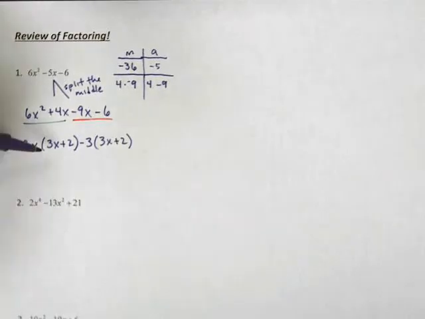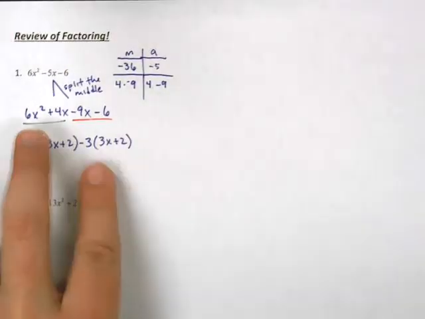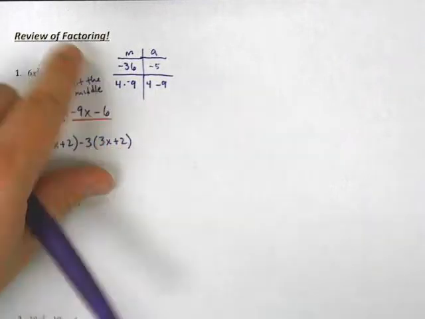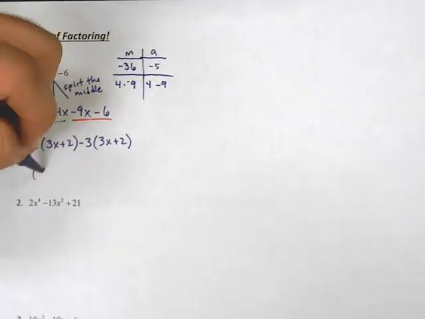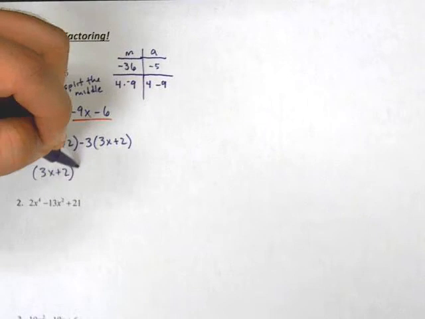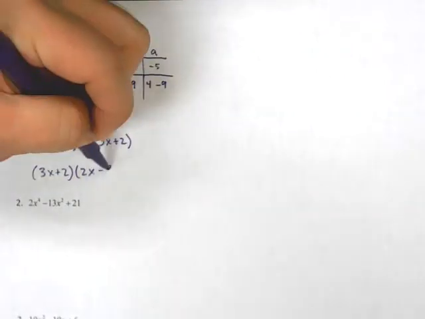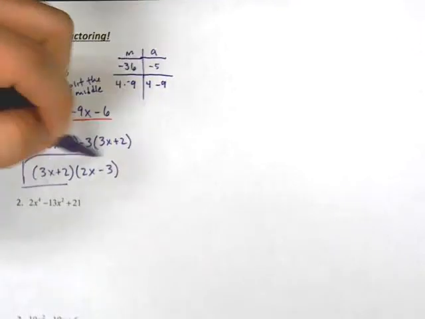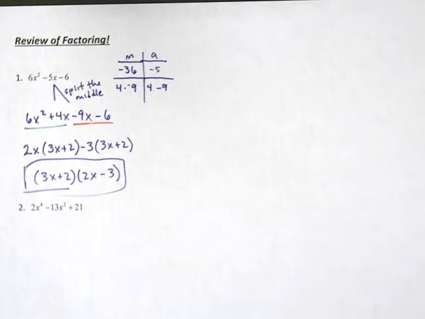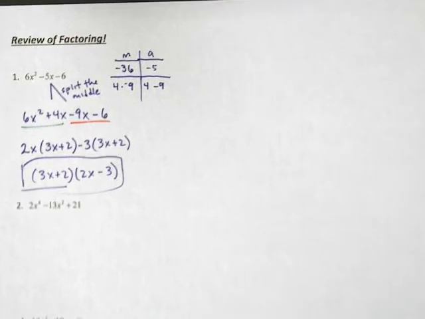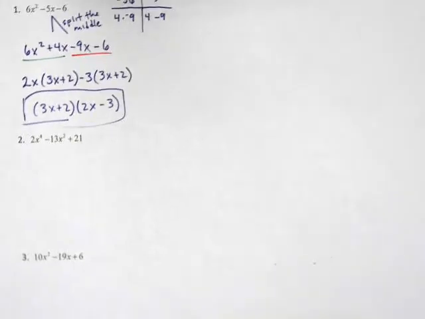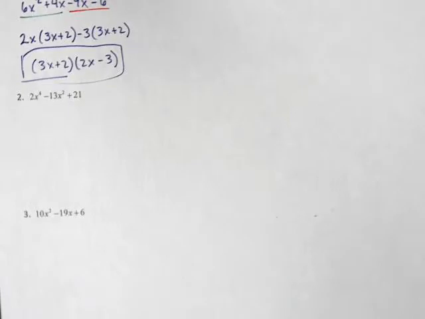And then what you're really doing is you're saying both of these two new terms have a 3x plus 2, so I'm taking that out as a GCF. 3x plus 2. And what am I left with? Well, 2x in the first piece, minus 3 in the second. All right? Easy enough. Not too bad.